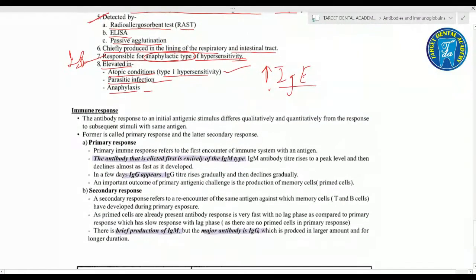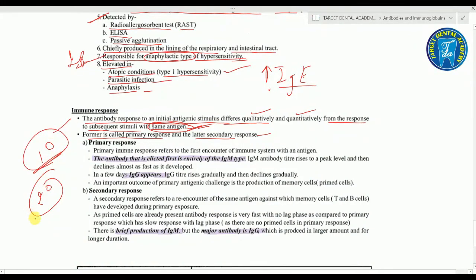Coming on to the immune responses. The immune response is the antibody response to an initial antigenic stimulus, which differs qualitatively and quantitatively from the response to subsequent stimuli with the same antigen. The former is called the primary response and the latter is called the secondary response. So there are two types of responses, the primary and the secondary, but first it is known as primary response and later it is known as secondary response.